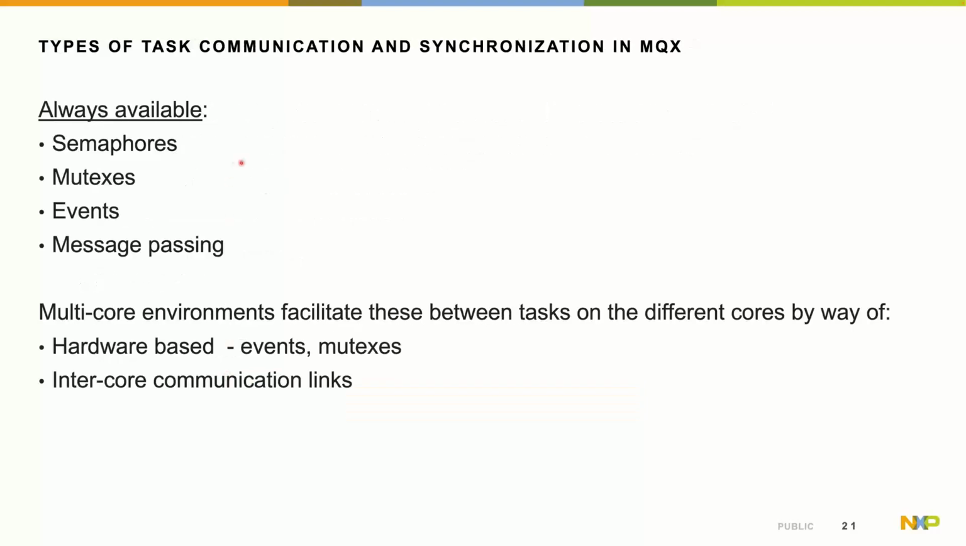So in a multitasking application, regardless of whether it's on single core or dual core, you have access to a number of different synchronization and communication schemes. I'm sure you're familiar with these: semaphores, mutexes, events, and message passing, and you always have access to those. But that's enhanced in a multi-core environment to allow that synchronization and communication across the cores by either a hardware-based means, such as events or mutexes, or I've also mentioned this intercore communication link.